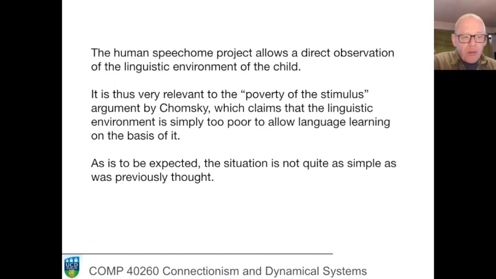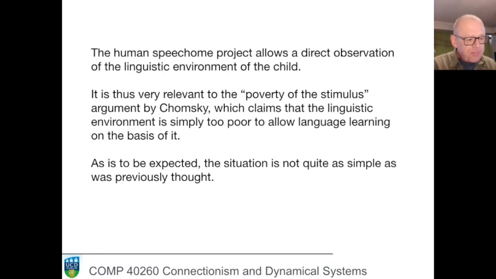So, the Human Speechome Project allows a very direct observation of the linguistic environment of the child, and it's very relevant to many deep theoretical questions that were going around at the time and still persist today. So in the 1960s, Noam Chomsky had made some very important arguments about language, asserting that children must be born with an innate readiness for language, because the language that they are exposed to in their environment is just too shoddy, poor, ill-formed to form the basis for learning something as complex as a grammar. This is known as the poverty of the stimulus argument, and it has had knock-on effects in all kinds of areas, including philosophy of mind and philosophy of language, has affected educators' view of how we learn languages and so on.